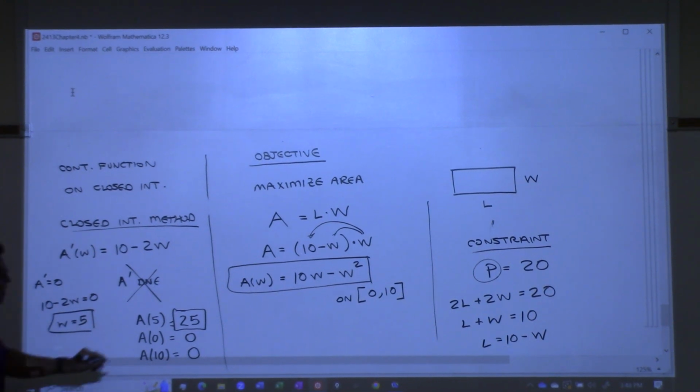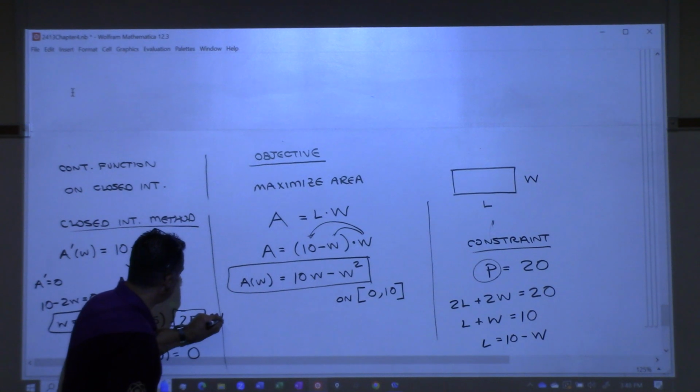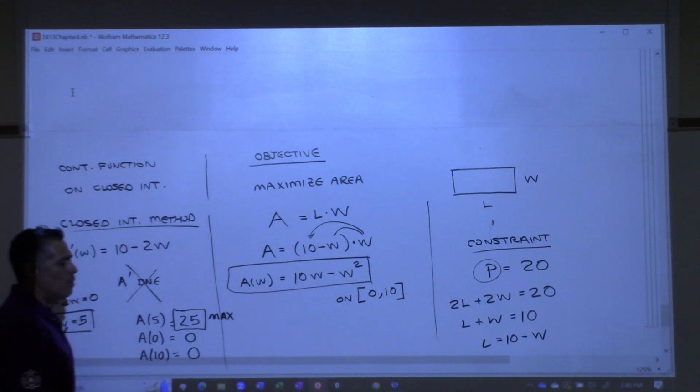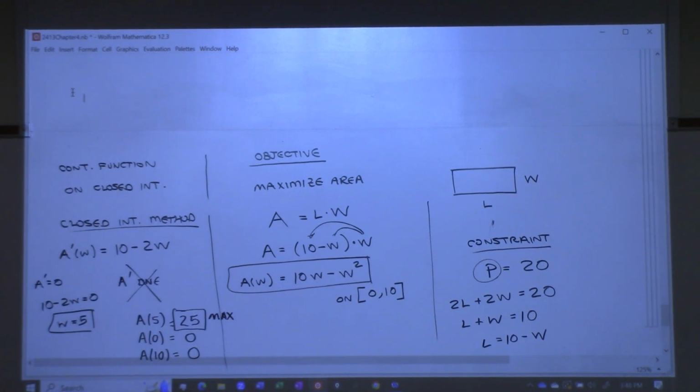So we have a maximum value here, right? We have a maximum value here. But we have not answered the question. The question was, what are the dimensions, right? What are the dimensions of the rectangle?